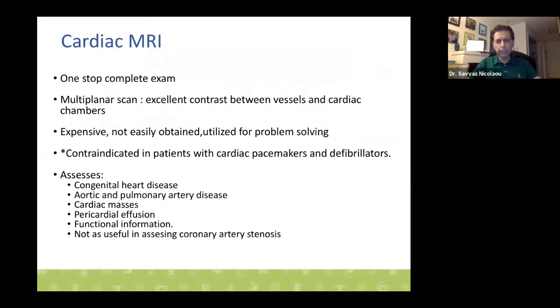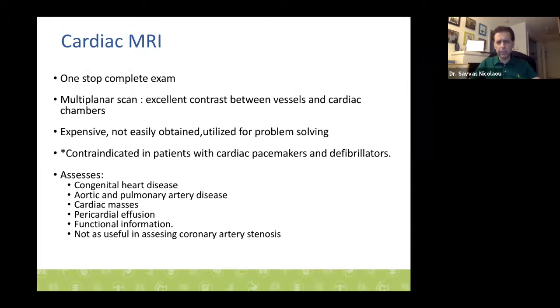Cardiac MR: one-stop complete exam, multiplanar, excellent contrast between the vessels and the cardiac chambers. Expensive, not easily obtained, utilized for problem solving, contraindicated in patients with cardiac pacemakers and defibrillators. It can be done, but you need an expert to be able to stop the defibrillator and then turn the defibrillator on after the examination has been completed.